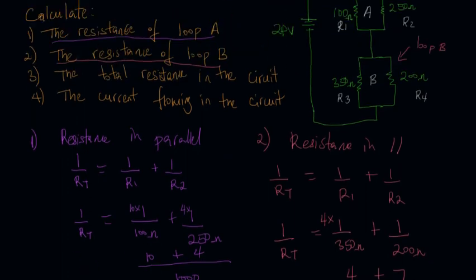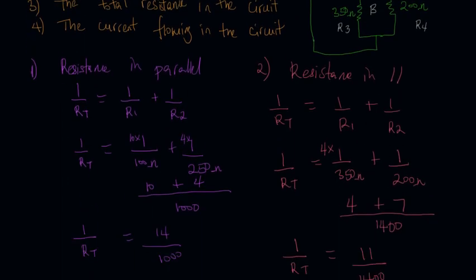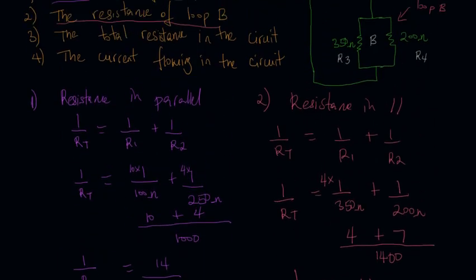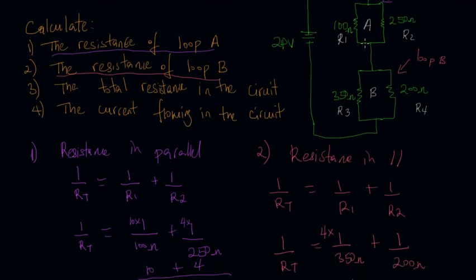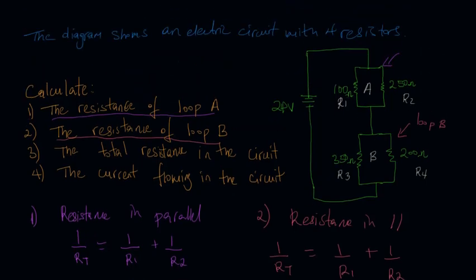Now the question says we should find the total resistance in the circuit. So if you look at the circuit again, loop A and loop B are actually in a series configuration, right? What I mean by a series is that loop A and loop B are connected in a chain-like manner. So we have a series configuration here.